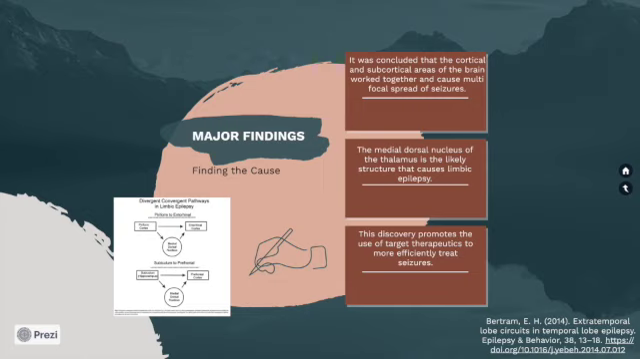The medial dorsal nucleus of the thalamus is the likely structure that causes limbic epilepsy. The discovery of this target promotes the use of target therapeutics to more effectively treat the seizures, starting from a local point.